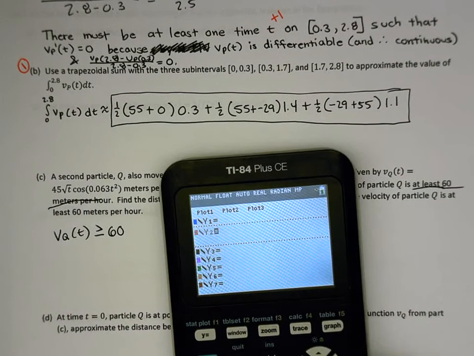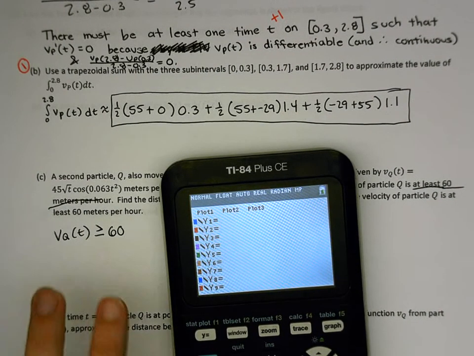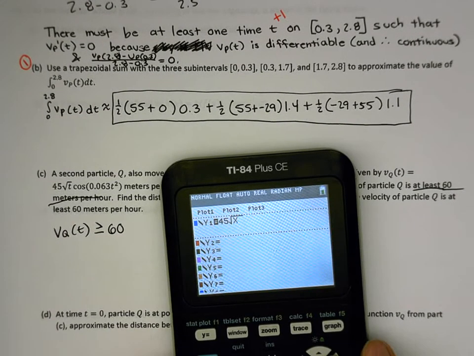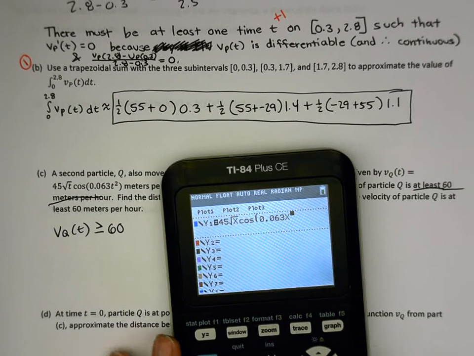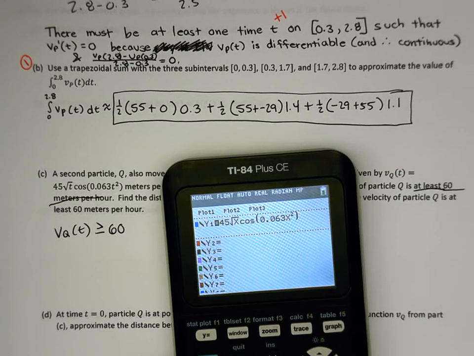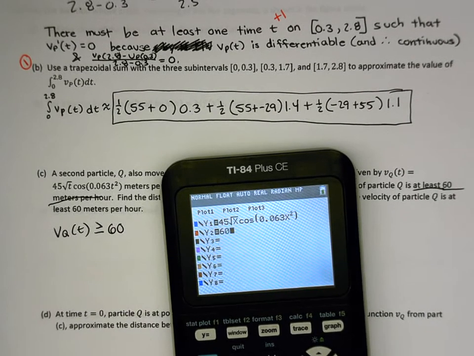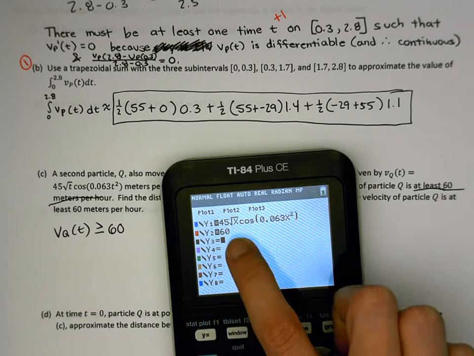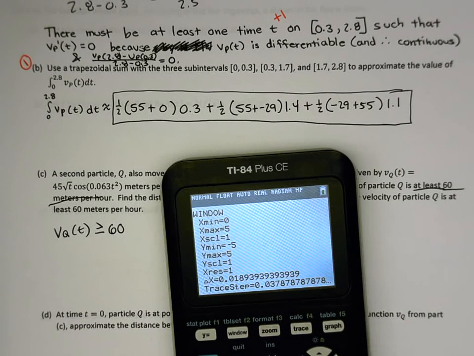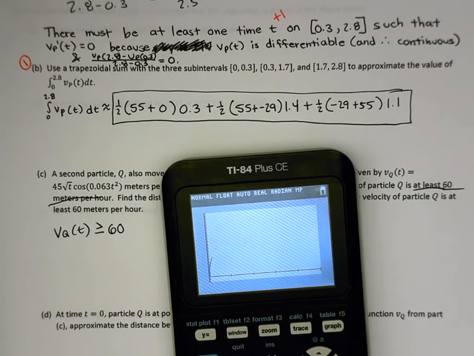First up, you could graph these two functions. So 45 root t cosine of 0.063 t squared. Make sure you're in radians, especially for my physics students, right? Make sure you're in radians. And you could graph 60. Now, if you're going to do it this way, make sure your window includes 60. Right? So we're going to go up here. We're going to maybe go to 65. There's my v sub q of t. That's graphing.